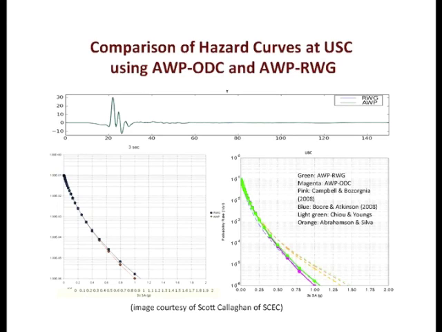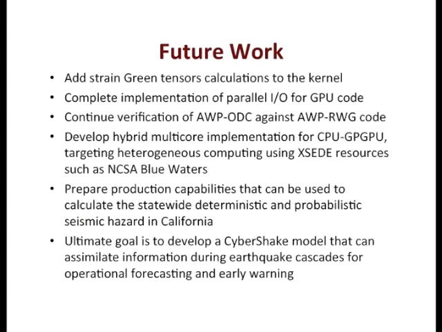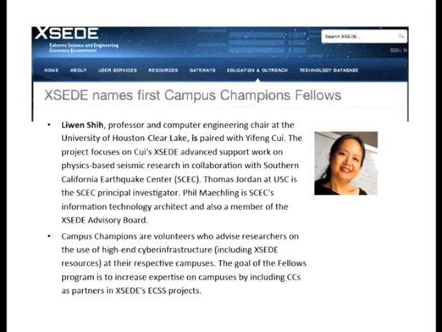Once this is ready, we will move up to the production run, and we will also start to add the strain gradient tensors calculation to the GPU code. At this moment, the GPU code is only running for the velocity outputs, and the strain gradient tensor has not been implemented. There's also still a little work with I/O, but the GPU code is ready for the production run. The long-term goal is to develop a CyberShake model that can simulate the information during an earthquake cascade for operational forecasting, and also for early warning.